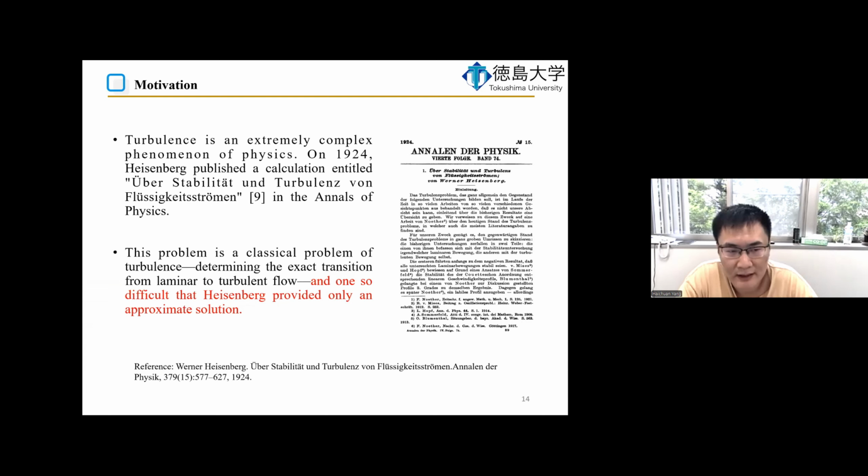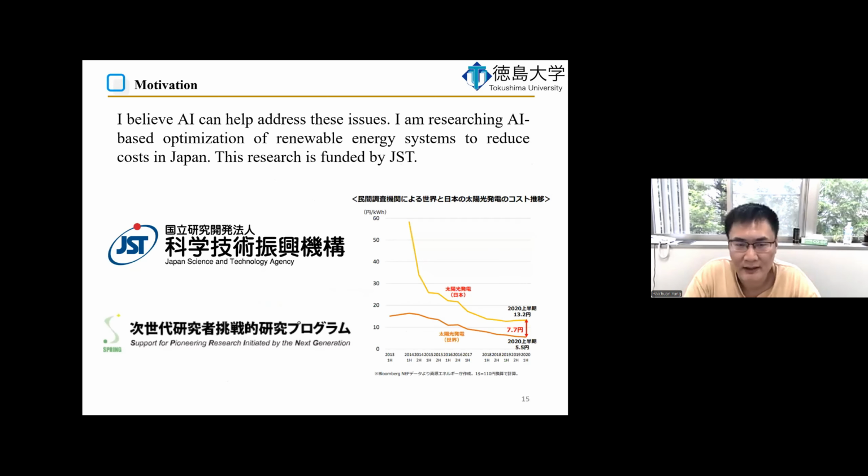In 1922, Heisenberg published a calculation in the Annals of Physics. This problem is a classical problem of turbulence: determine the exact transition from laminar to turbulent flow, and one so difficult that Heisenberg provided only an approximate solution. So I believe AI can help address these complex issues. I am researching AI-based optimization of renewable energy systems to reduce costs in Japan. This research is funded by JST.